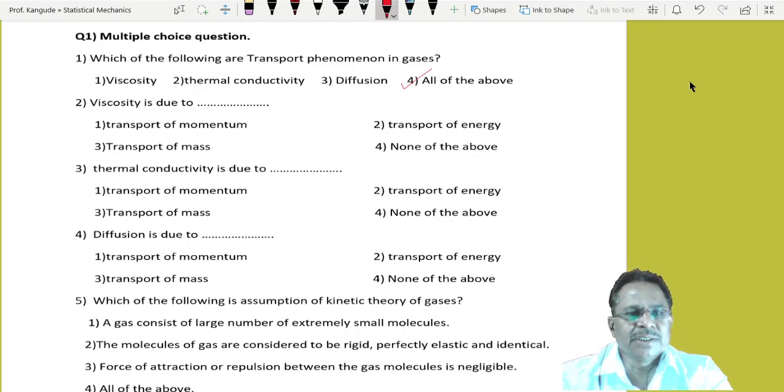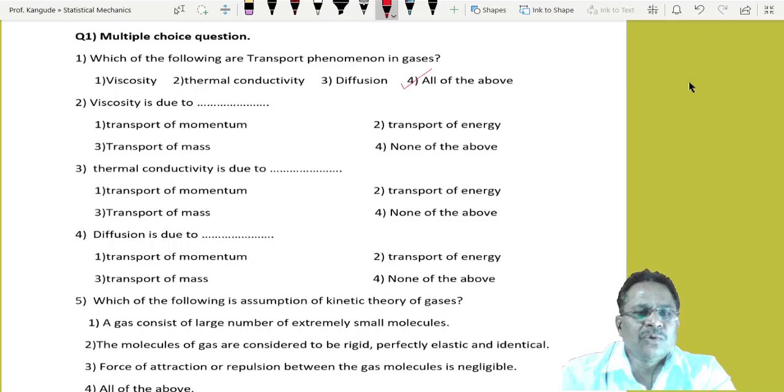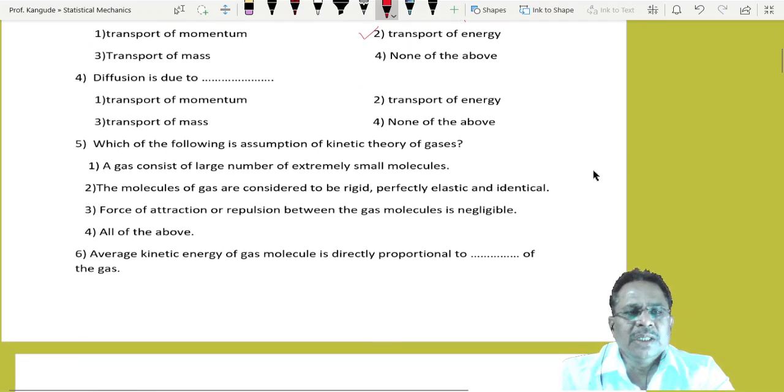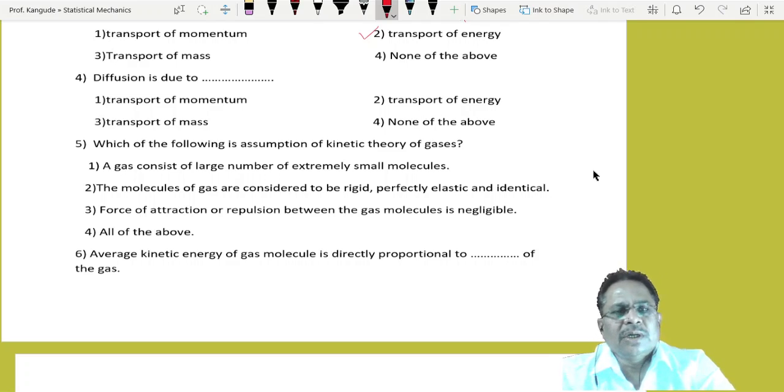Second, as we have discussed just now, viscosity is due to transport of momentum, transport of energy, transport of mass, or none of the above. So momentum transfer plays a very vital role in the phenomenon called viscosity. So question 2, option 1. Third, thermal conductivity is due to, again with the same options, transport of momentum, transport of energy, transport of mass, and none of the above. Actually it is the transfer of heat energy, the phenomenon that takes place because of the transport of energy, and that is called thermal conductivity.